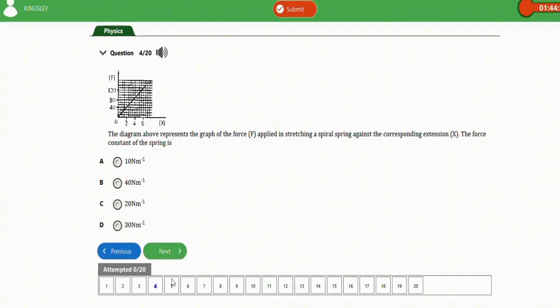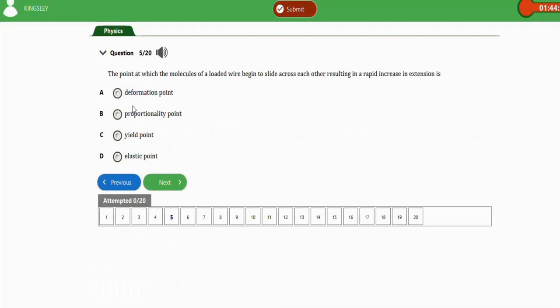The next repeated question says the point at which the molecules of a loaded wire begin to slide across each other, resulting in a rapid increase in extension is, we have option A, deformation point, proportionality point, yield point, elastic point. So the correct option in this question is option C, which is yield point.